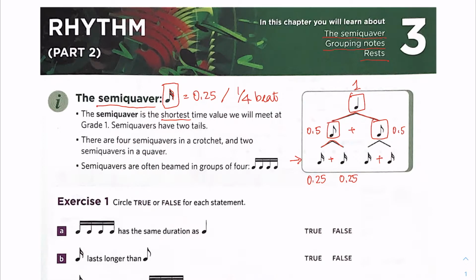Semiquavers are often beamed in groups of 4 like this. So when you have 4 semiquavers, you need to beam them together. Beaming means turning the tail into a line. Since there are 2 tails, there are 2 beams.